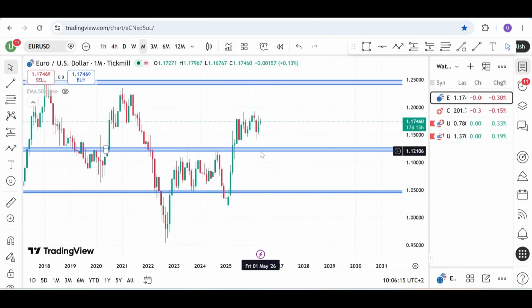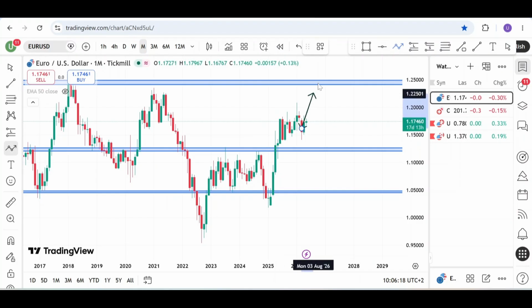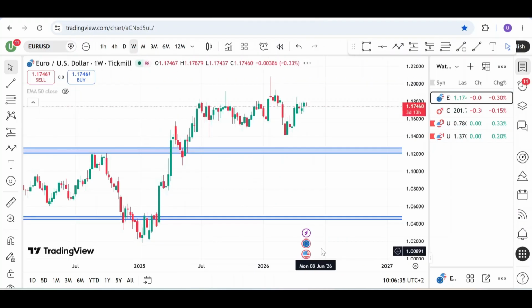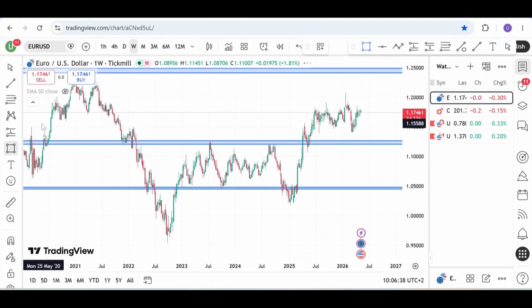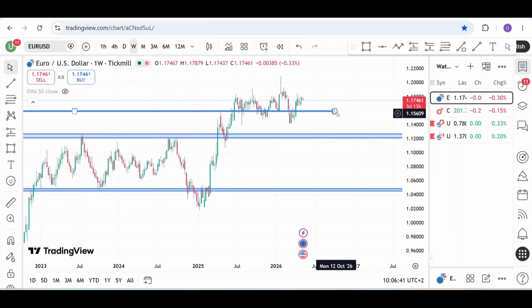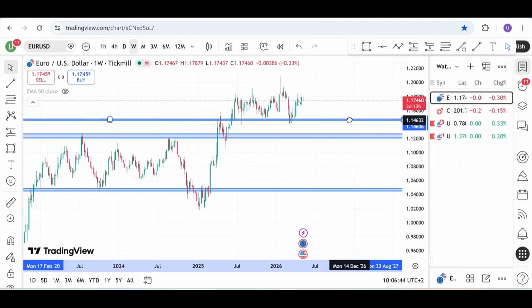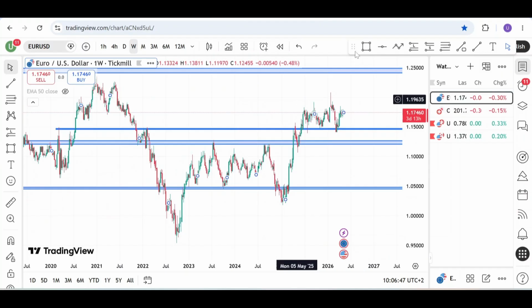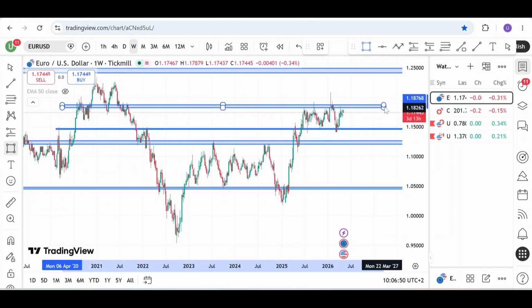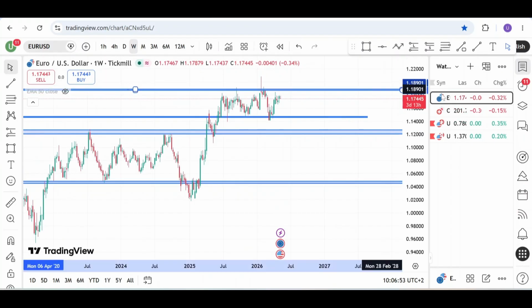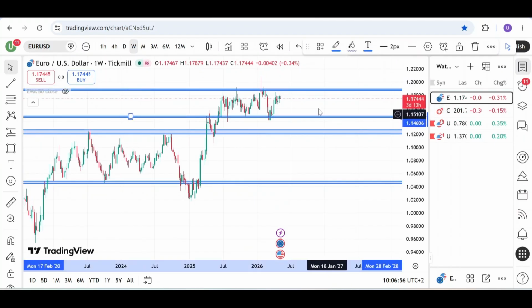So we are not sure if the buyers will move this to this resistance, or if the buyers will come to retest this zone before continuing in an uptrend. So we are not sure. Let's go to a weekly time frame to see what's going on clearly. At the moment, in the weekly time frame, we are in a range or a consolidation.